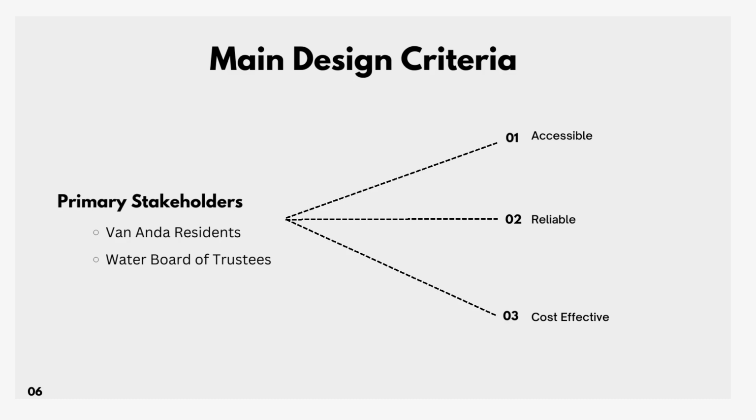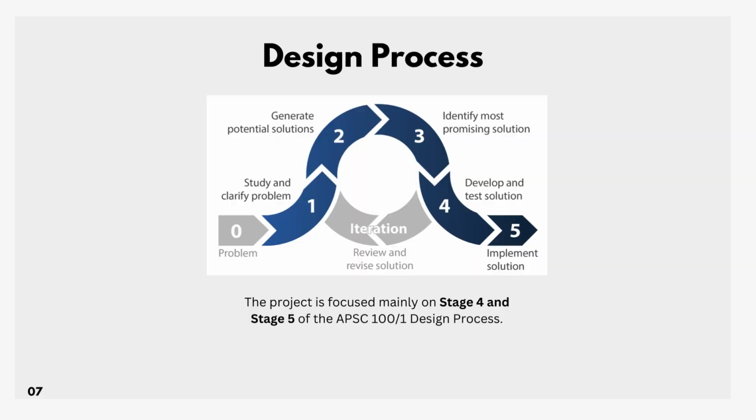Our main design criteria were obtained after rigorous consultation with our primary stakeholders, who were the Van Ander residents and the Water Board of Trustees. After the consultation with these groups, we found out that the 3 main needs were that the system needs to be accessible, reliable, and cost-effective.